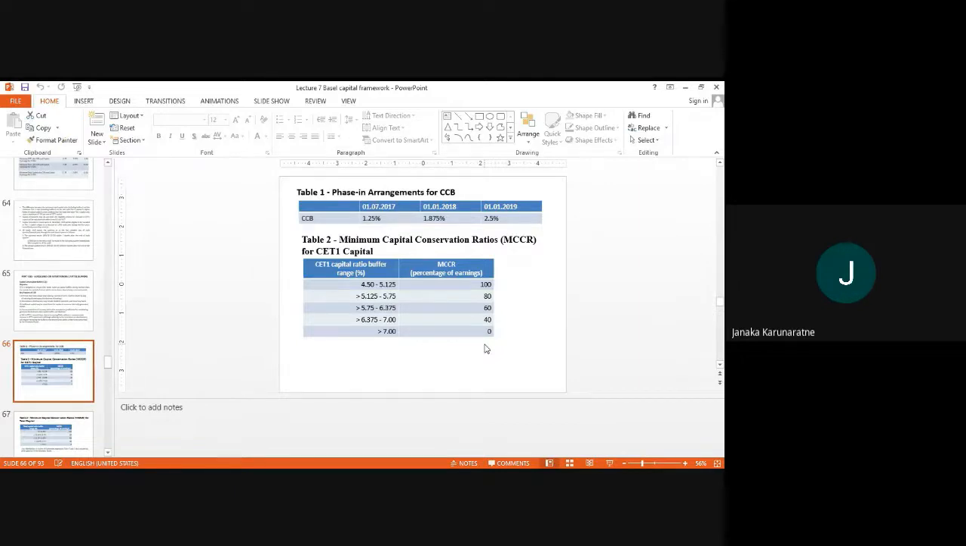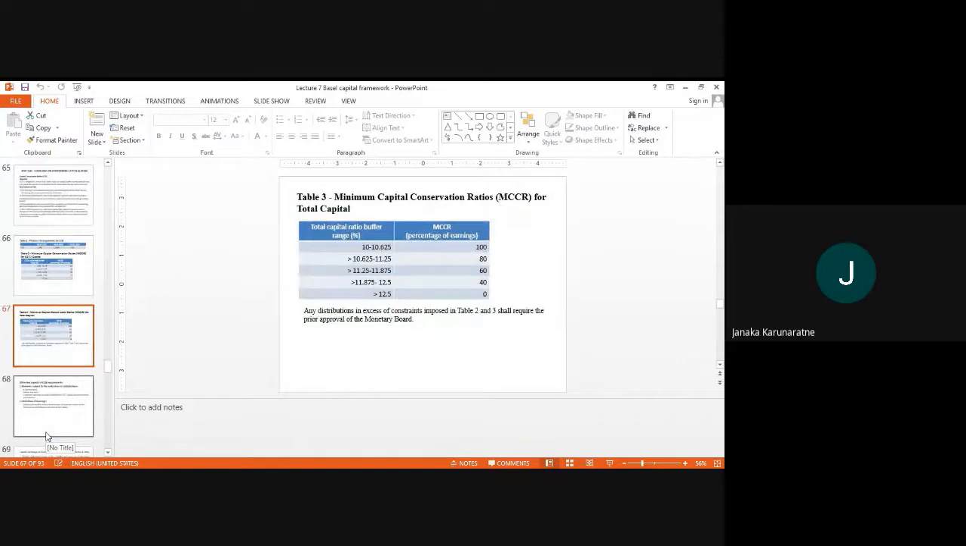Now, for example, let's say your capital comes to 5.6%. Not total, CET1 comes to 5.6%. So what does it mean? Out of the earnings, 80% has to be retained in the bank itself. Only 20% can be distributed. Why do you need to retain 80%? To build up the CET1 up to 7%. You can distribute only 20% of your earnings. So that is the restriction, right?